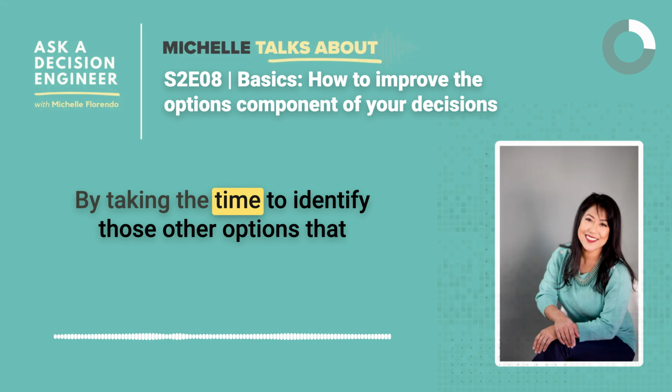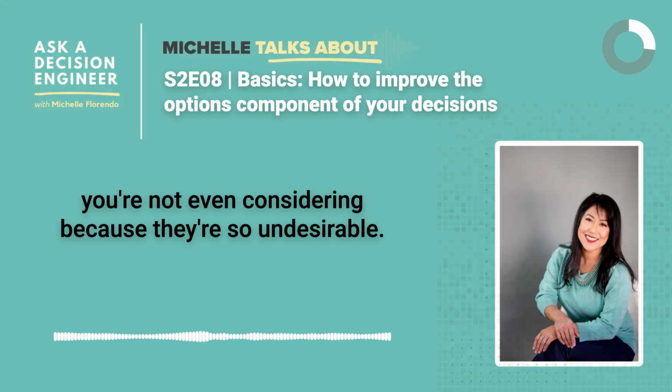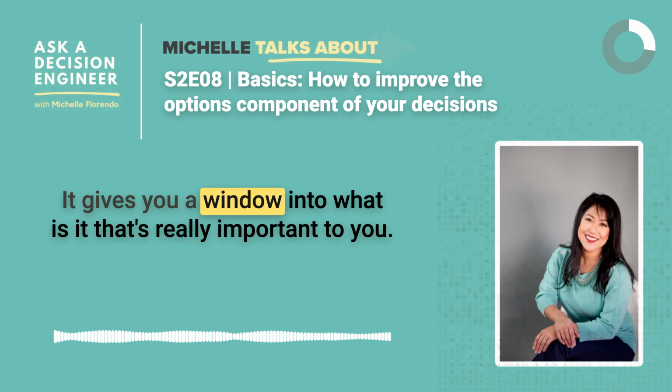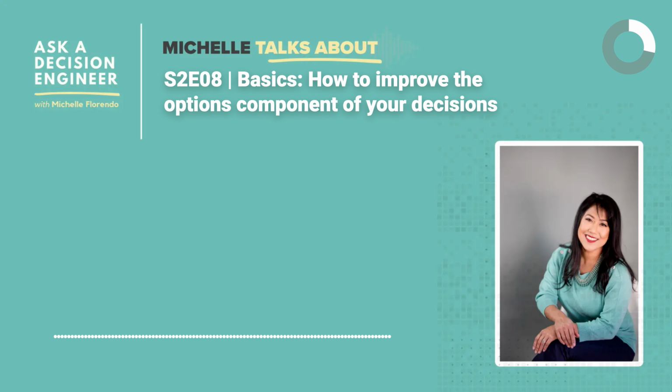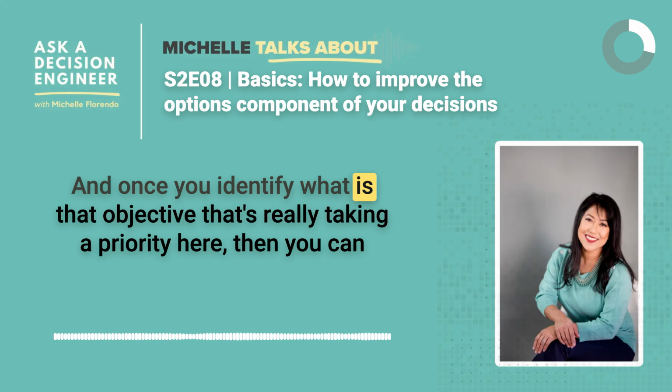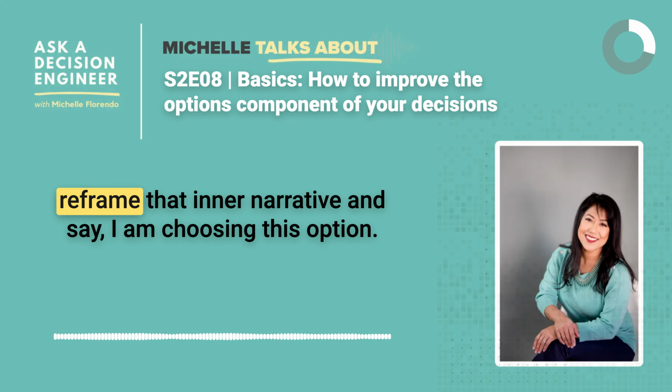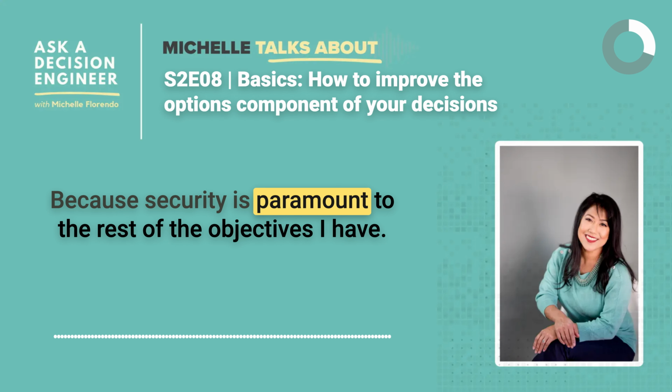By taking the time to identify those other options that you're not even considering because they're so undesirable, it gives you a window into what is it that's really important to you. In the case of this person that I was coaching, security was important. And once you identify what is that objective that's really taking a priority here, then you can reframe that inner narrative and say, I am choosing this option because security is paramount to the rest of the objectives I have.